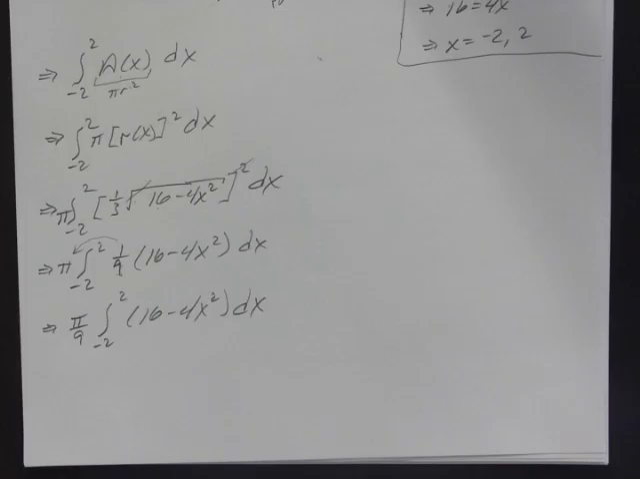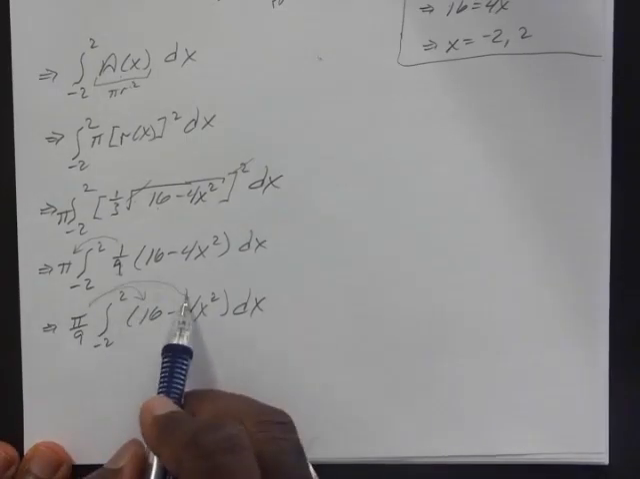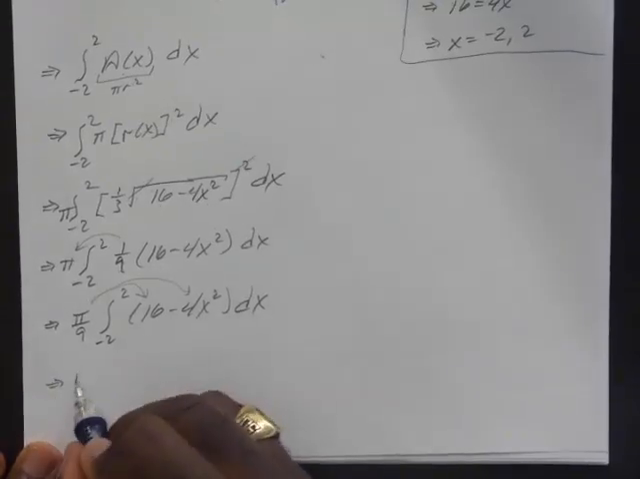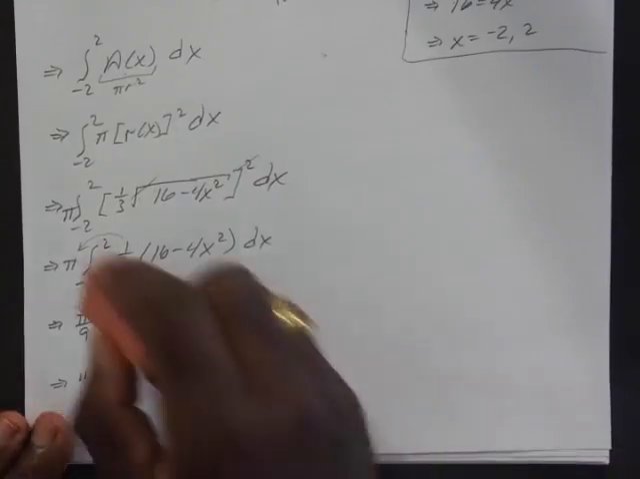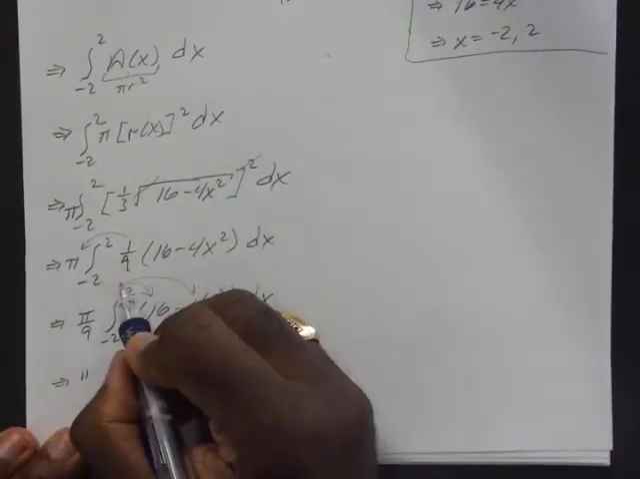Then we can just go ahead and integrate each individual term. Why did I put the pi over 9? I meant to put it on the integral. There we go.